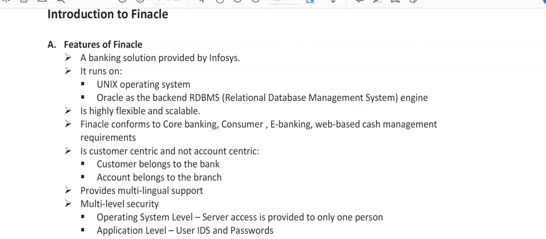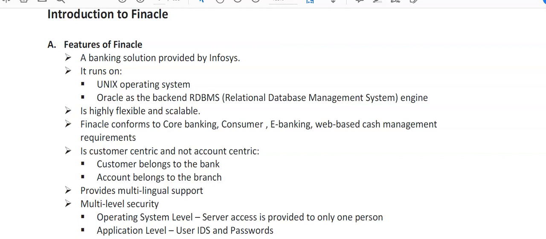It is customer-centric and not account-centric. So the meaning of this is customer belongs to the bank and account belongs to the branch. So a customer, if he's having an account with the bank, belongs to the whole of the bank, not that particular branch. Means he can operate from any branch of the bank anywhere in India. So customer belongs to the bank, account belongs to the branch, right? So this is called universal banking system, right?